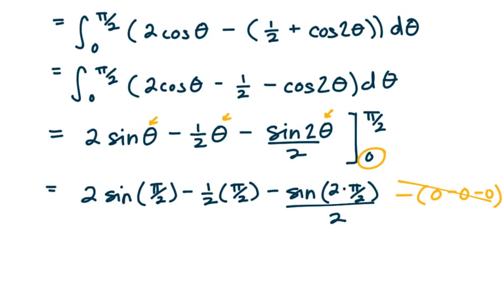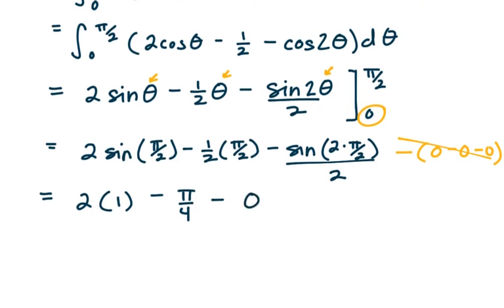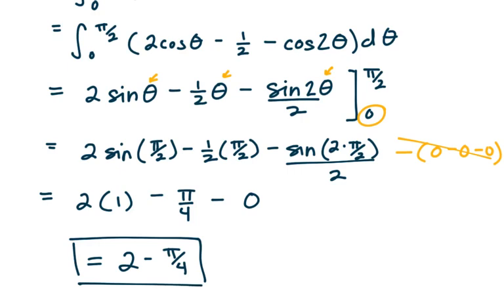So sine of pi over 2, that's at 90 degrees, we get a value of 1, minus, that would be pi over 4, minus sine of pi, which is 0, and 0 divided by 2 is 0. So my answer here is 2 minus pi over 4, and that's the exact value of the area of the region bounded by the two curves, the circle and the cardioid.